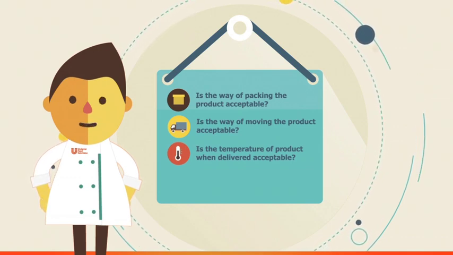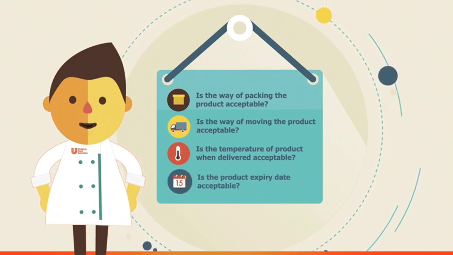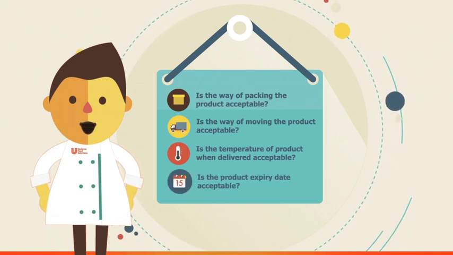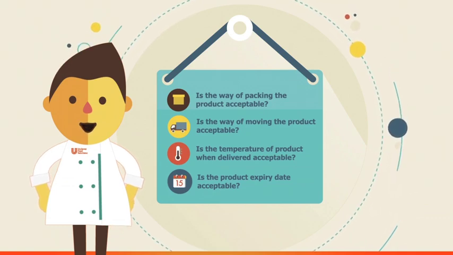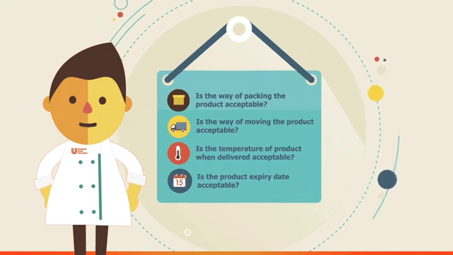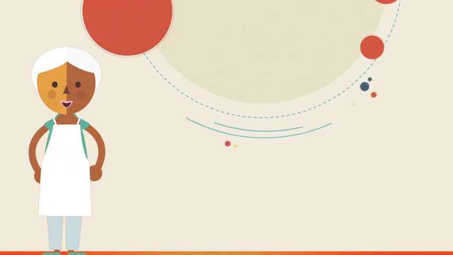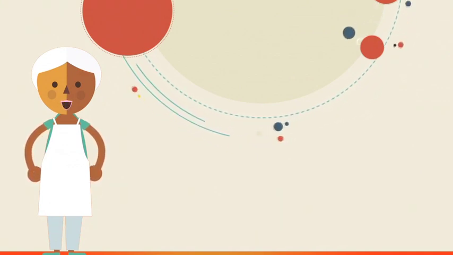Is the temperature of products when delivered acceptable? Refrigerated is acceptable. If it's at room temperature? No. Is the product expiry date acceptable? If there are some days between the delivery date and the expiry date, yes. If the product expires on the date of delivery, no. Now we know when a situation is considered acceptable, we must see how to control the situation.